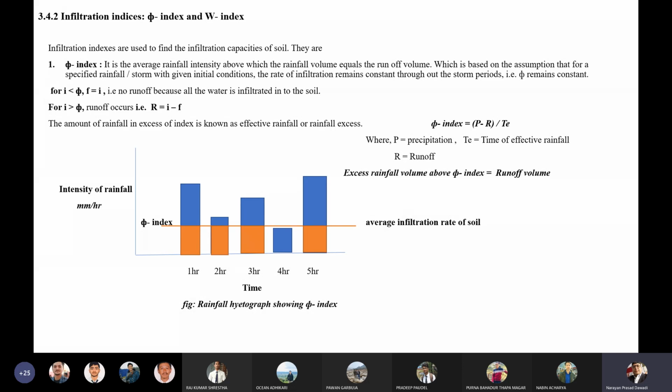whole water which has fallen with this intensity of rainfall will be soaked by the soil or infiltrated into the soil. So the phi index is the margin above which the water will run off, and below which the water will be infiltrated into the ground. Okay, this is the phi index.